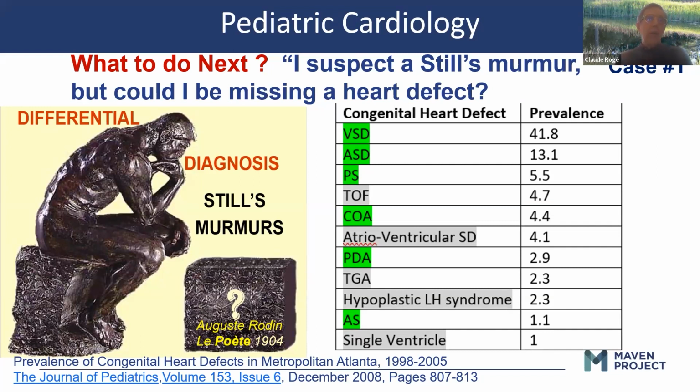Coarctation of the aorta. Well, I excluded that. I felt the pulses in the legs and the arms. I took the blood pressure in the arm and the legs. They don't have coarctation. Good.